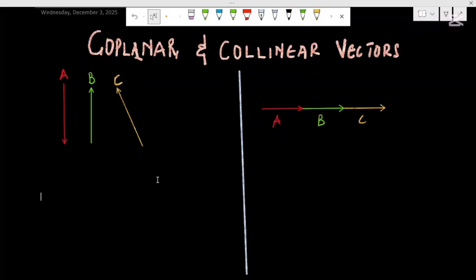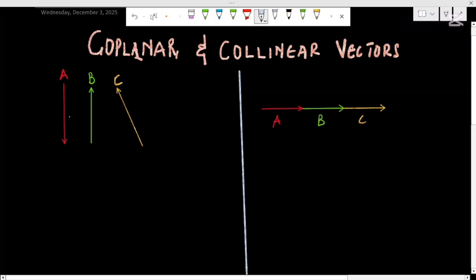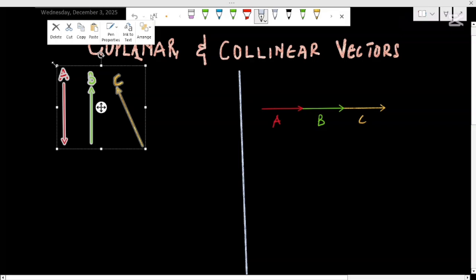So very quickly in this lesson, we dive into a crucial aspect of vector analysis, which is coplanar and collinear vectors. You see, when we have a vector that has both magnitude and direction, that vector can be coplanar, which means they lie on the same plane, or collinear, which means they are lying along the same axis, right? Just like we have here, A, B, and C. They are all lying on the same plane. Can you see? Very good.